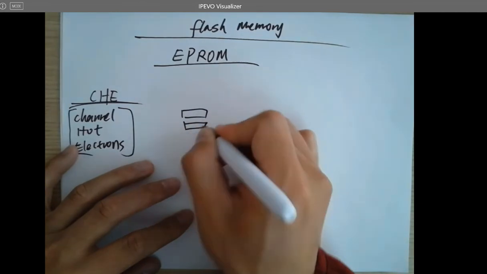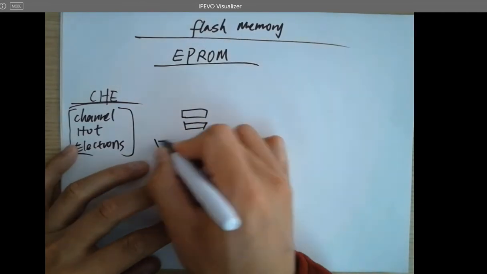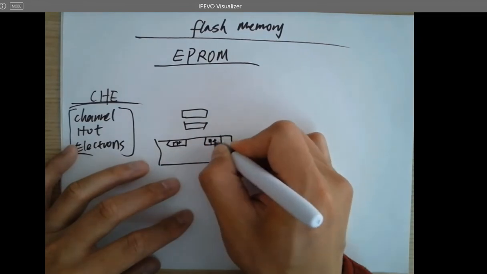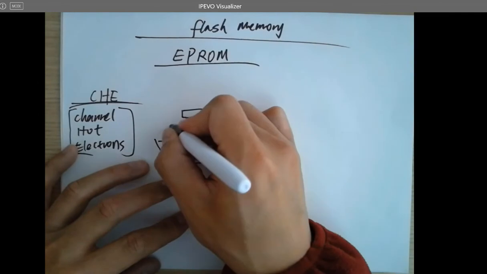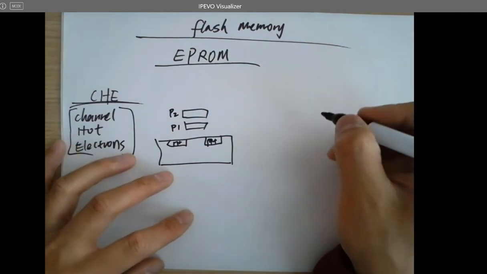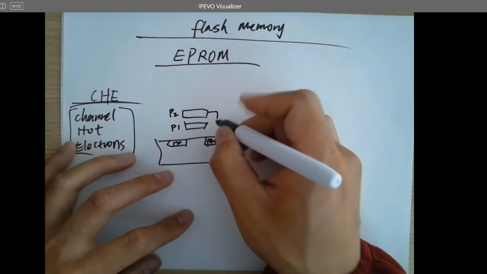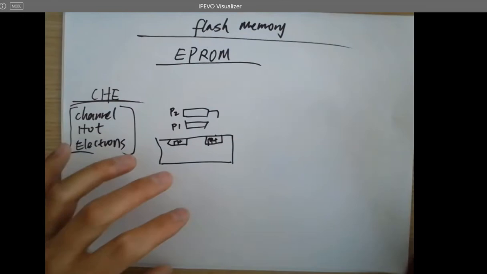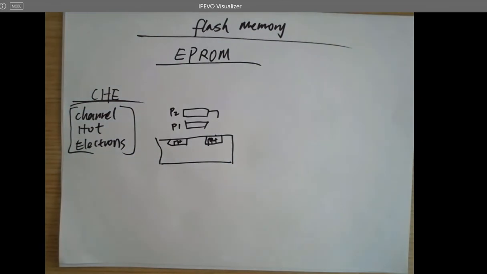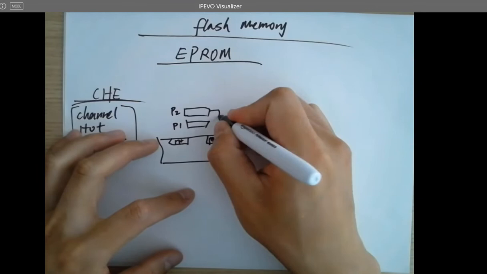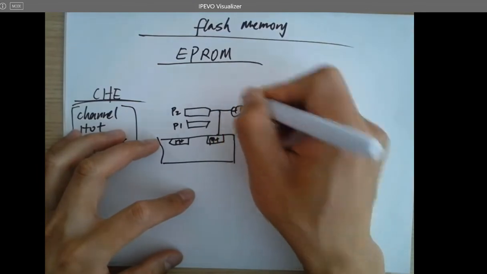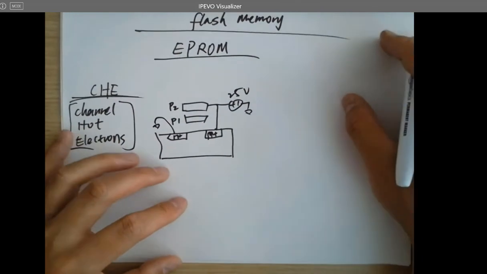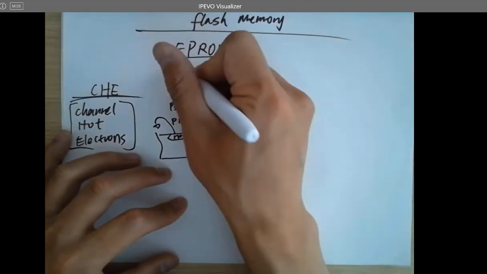Definitely 2 gates. So poly 2, poly 1. And poly 1 is performing as a floating gate over here. That's P1, that's P2. And you want to connect both the drain and poly 2 to the high voltage, for example, 25 volts, and ground here. So this is for programming.